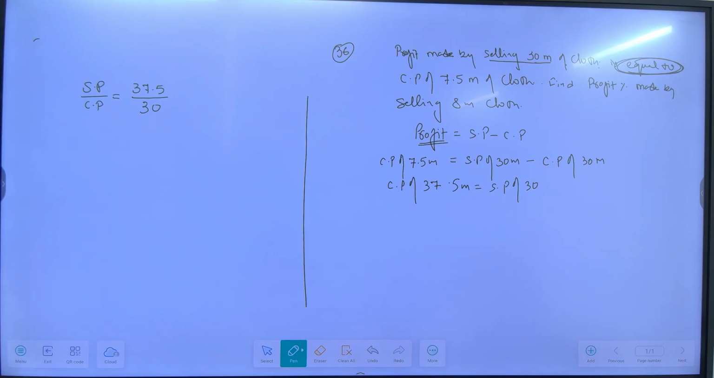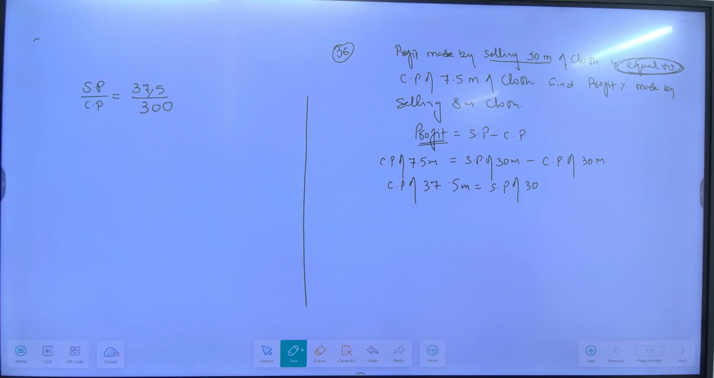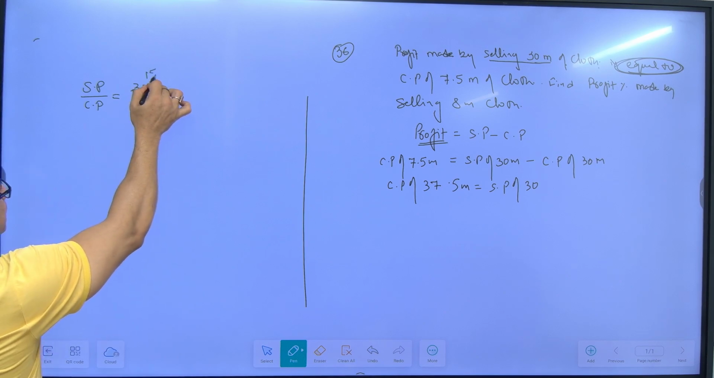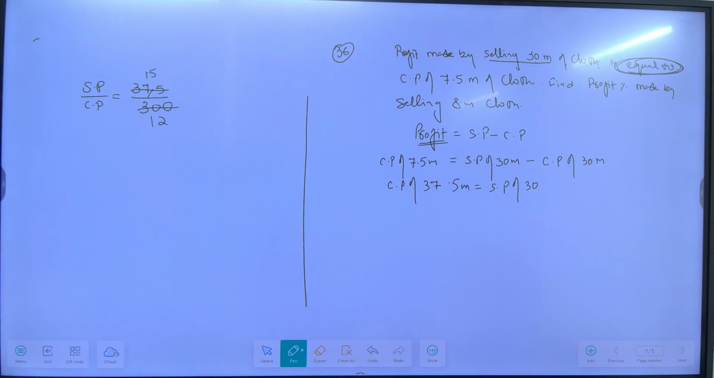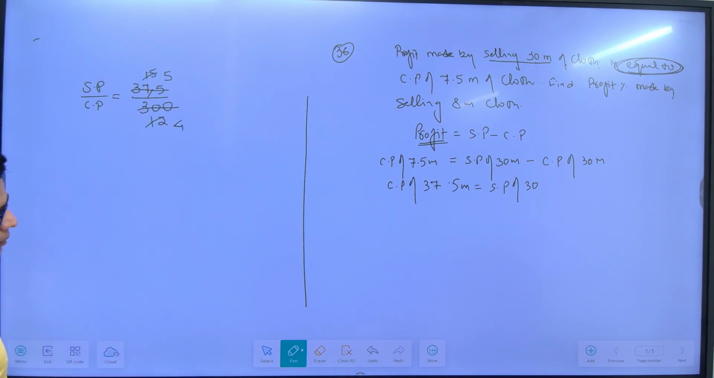Now, if you want, you can simplify it. How can you simplify it? By removing one decimal, and now you have 300 by 375. Do you know the table of 25? 25 fours are 100, another four is 100, another four is 100. So 12 times will give you 300. And next 3 times will give you 75. This is equal to 15. 25 ka table, right? 3 fours are 12, 3 fives are 15.